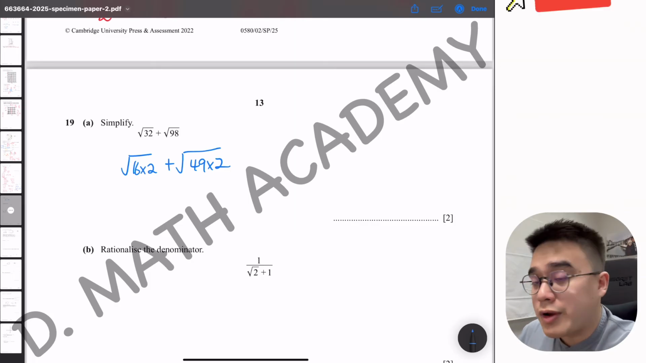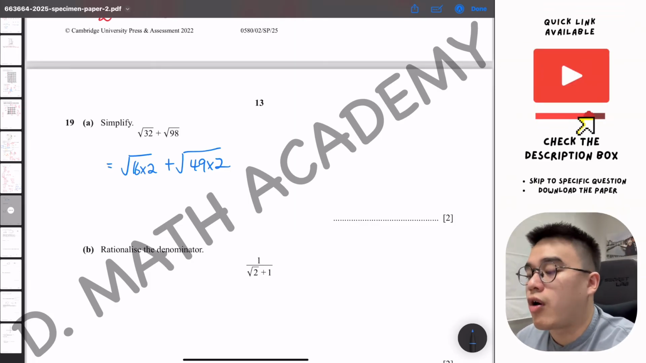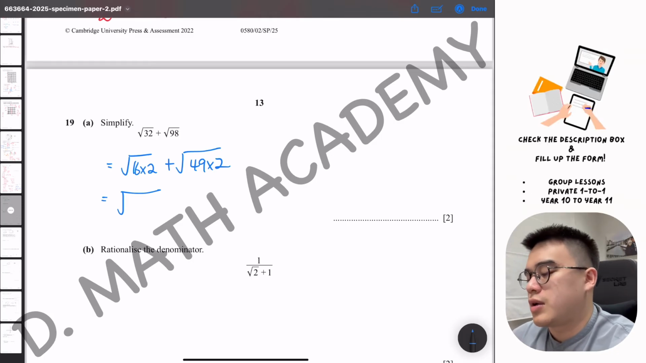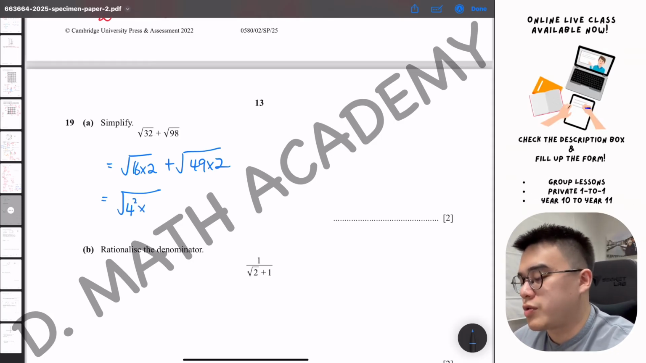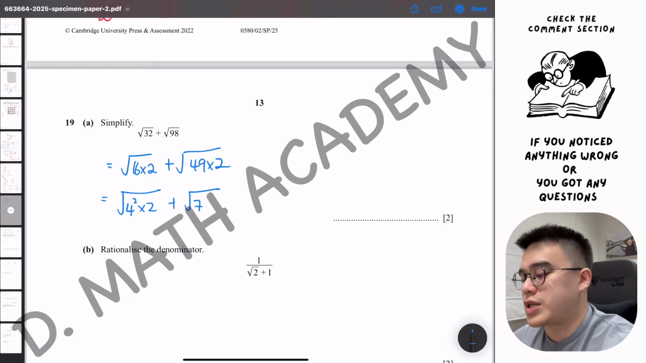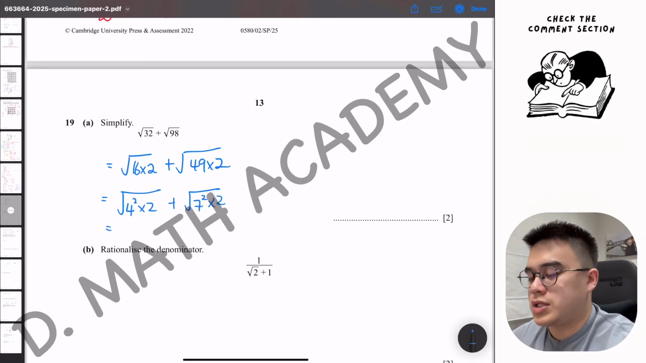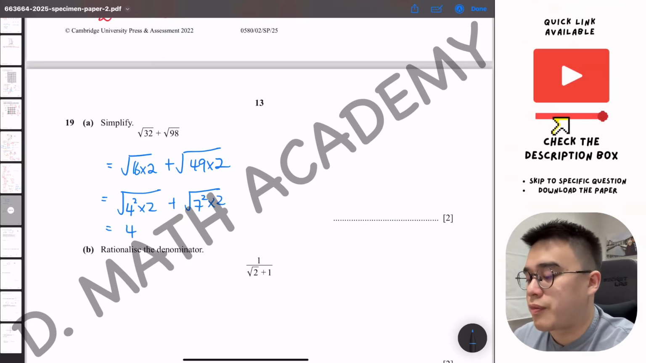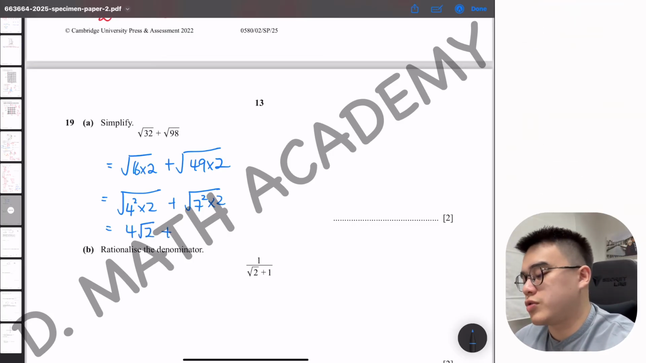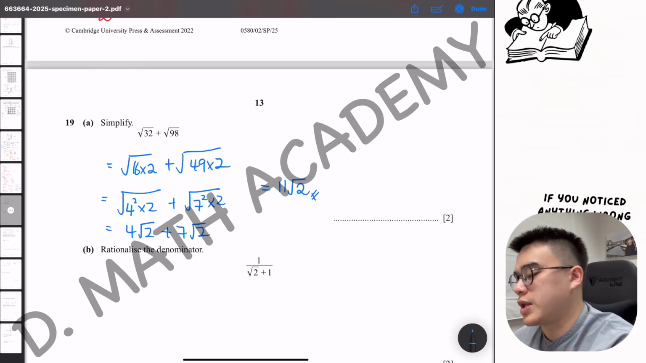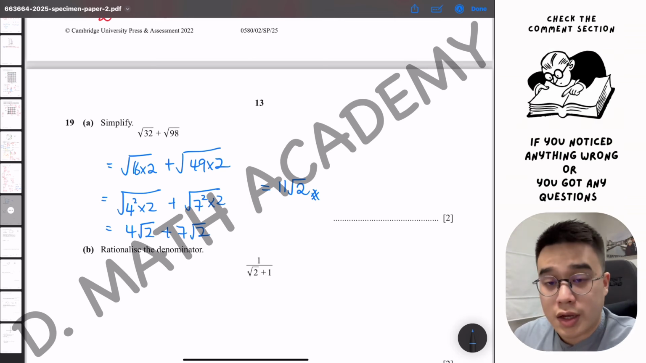Okay, so you might be wondering why I changed it into this form. It's because I realized that 16 can be changed into 4 squared, so 49 can be changed into 7 squared. This is solely done with one objective, which is to transfer out the 4. So 4 square root 2 plus 7 square root 2, you will get a final answer of 11 square root 2. And that's your answer right here.